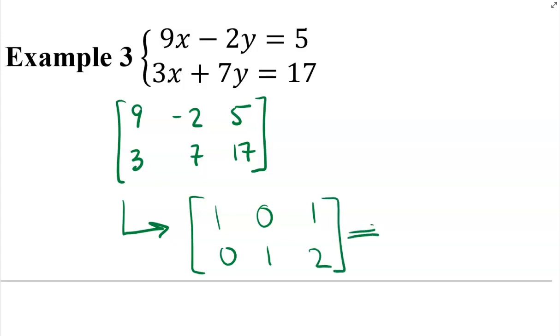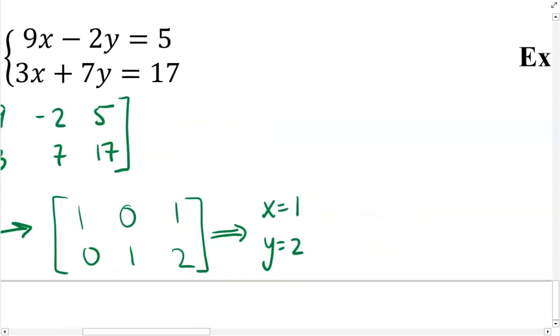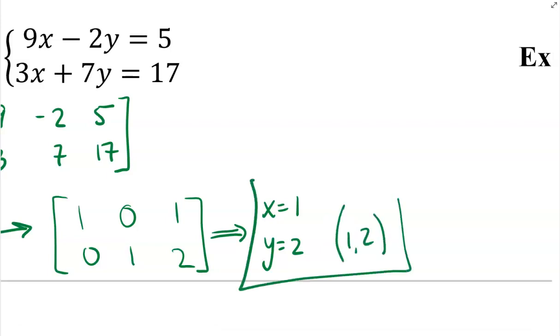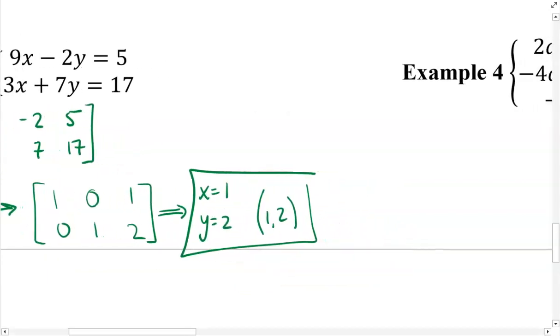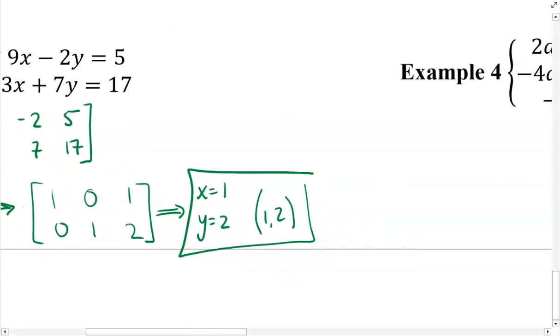And this matrix implies that x is equal to 1 and y is equal to 2. Or in other words, our solution is (1, 2). No algebra, no graphing, no tables necessary. The matrix method was able to solve this for us with very little effort.